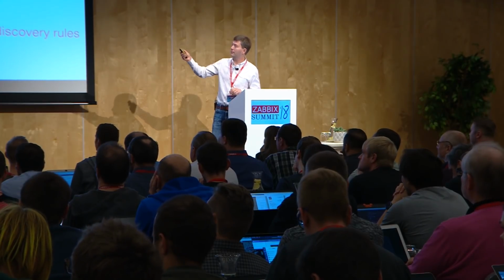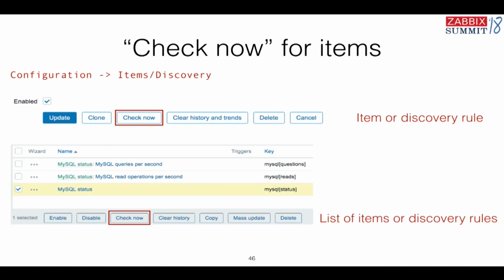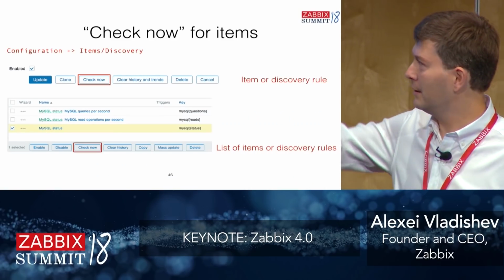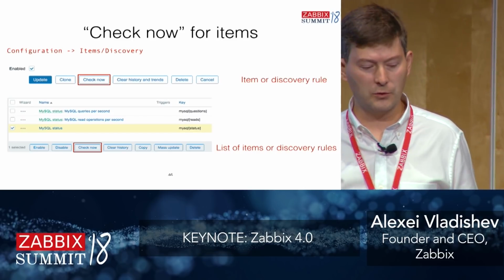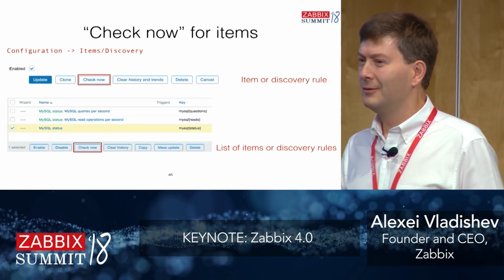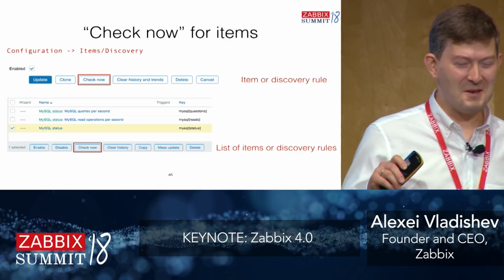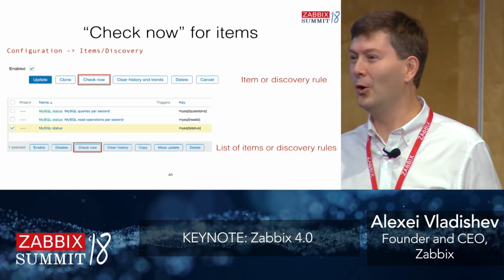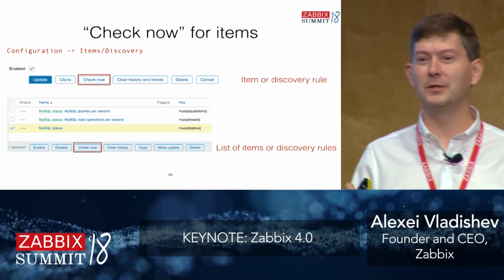You may force execution of a check by pressing the check now button for an individual item or individual low-level discovery rule, or you may select a number of items or discovery rules and do a mass update check now. The problem is it doesn't work in all cases. For example, if I just created an item and I press the check now button, it won't work. I will explain why. Also, if you modified something in an item, you press the check now button, it probably won't work as well. It's too bad.